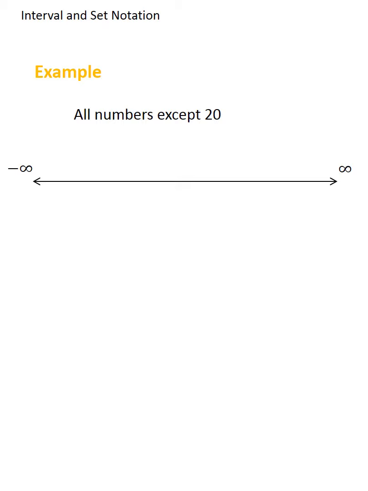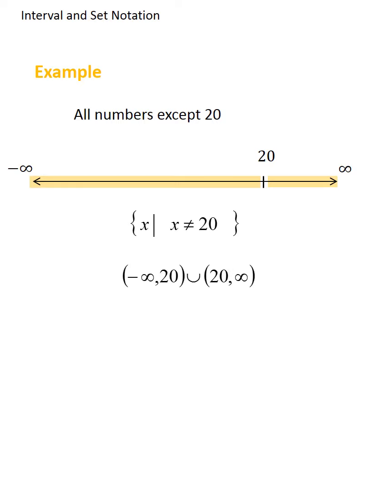Let's consider all numbers except 20. Literally every number that isn't 20, represented by this shading here. This includes 47,000, 0, -1,000,000, 20.0001, and 19.999. Every number that isn't 20. In set notation, we could simply use the not equal to symbol, the set of all x such that x isn't 20.